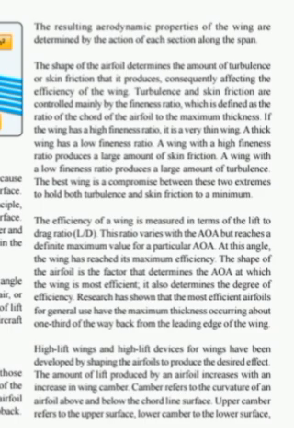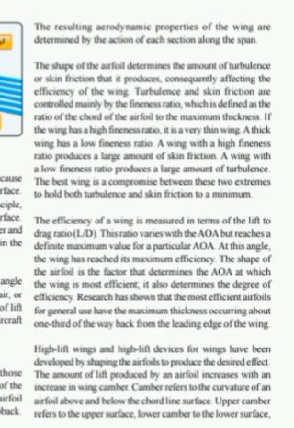Research has shown that the most efficient airfoils for general use have the maximum thickness occurring about 1/3 of the way back from the leading edge of the wing. High lift wings and high lift devices for wings have been developed by shaping the airfoils to produce the desired effect. The amount of lift produced by an airfoil increases with an increase in wing camber.